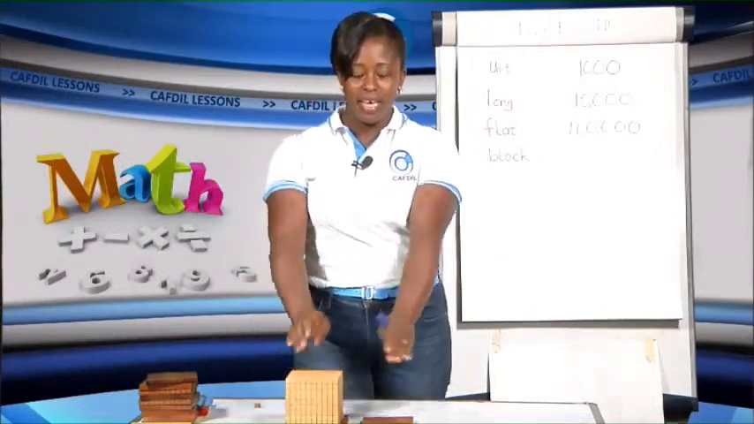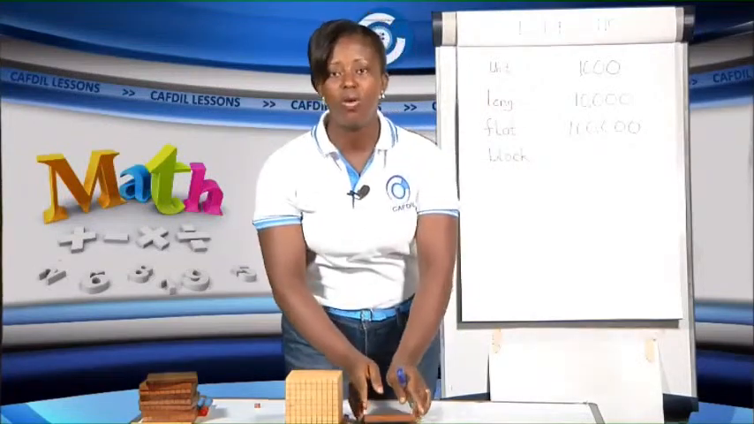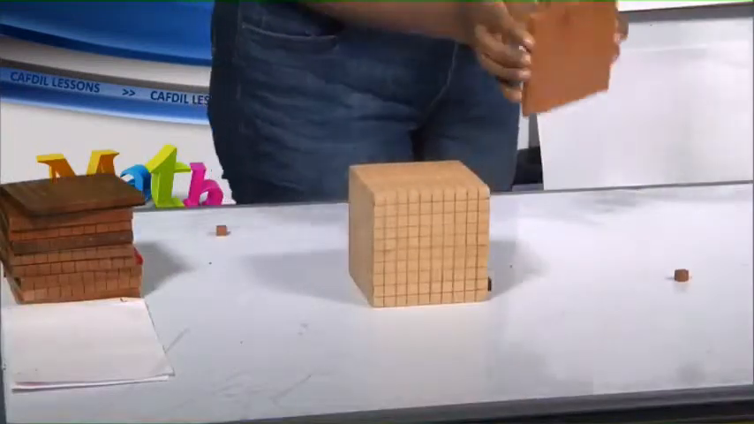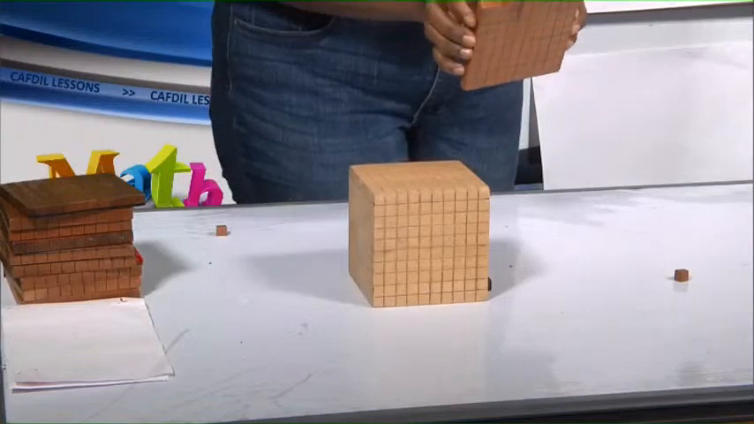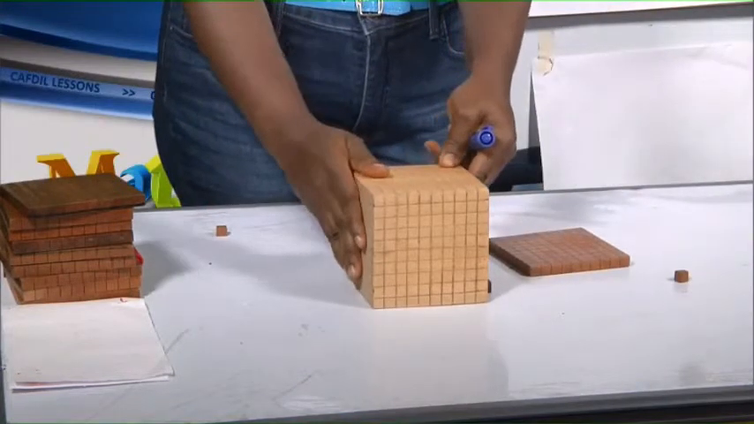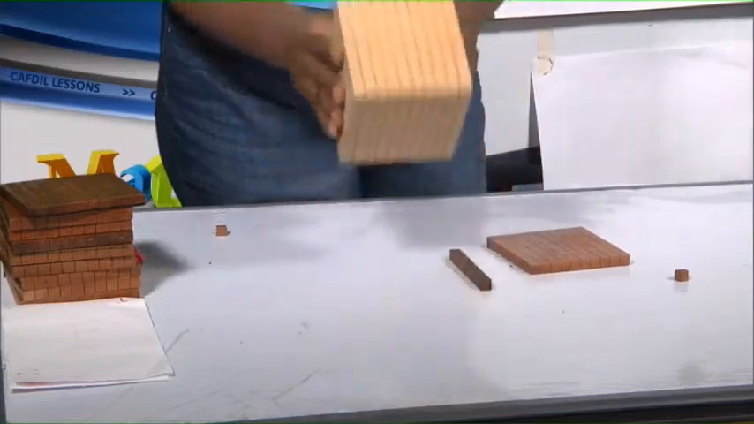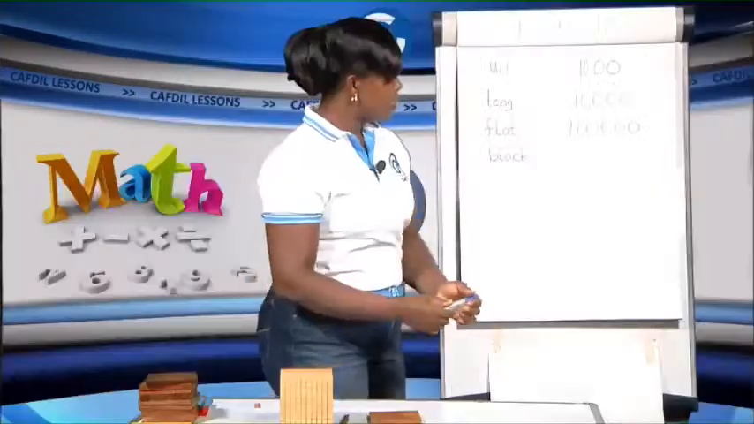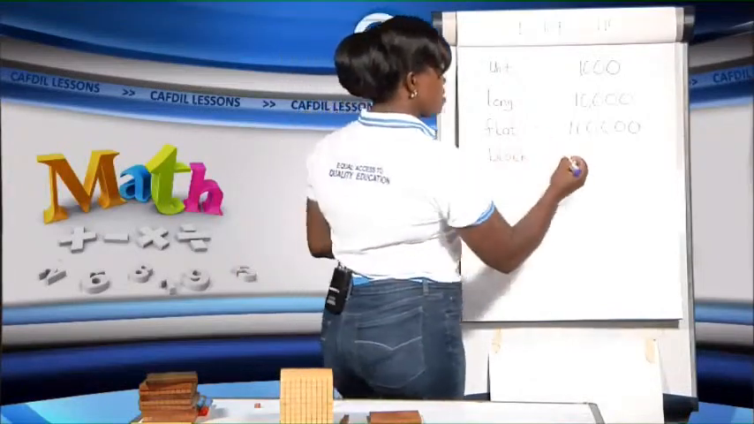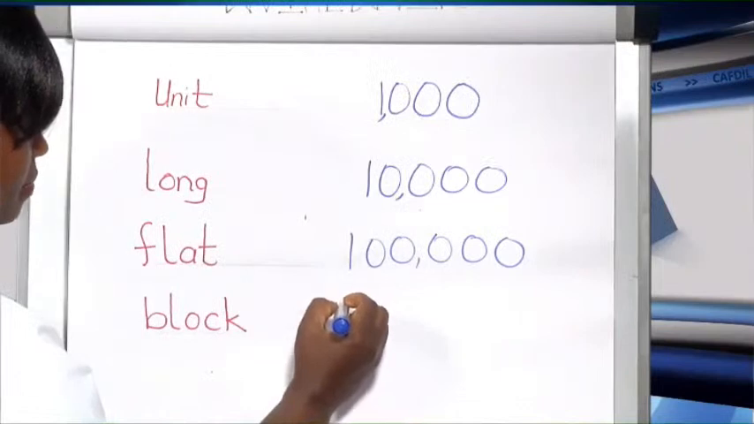Now let's move on to the block. I have the block here, and 10 of the flats will give us a block. If a flat is 100,000 and 10 of the flats will give us a block, what is the value of this block? The value of this block will be 1 million.